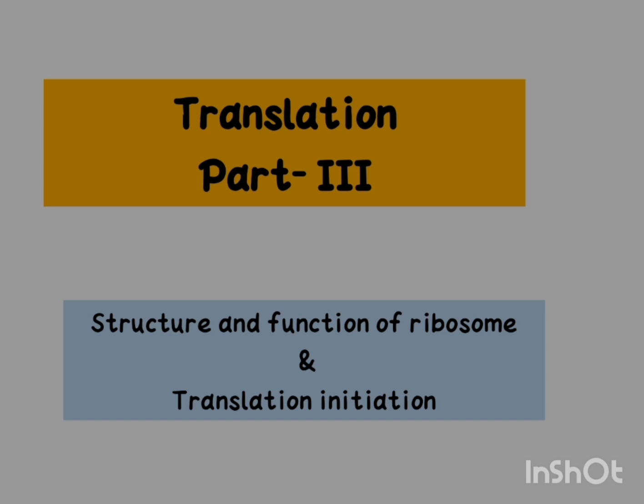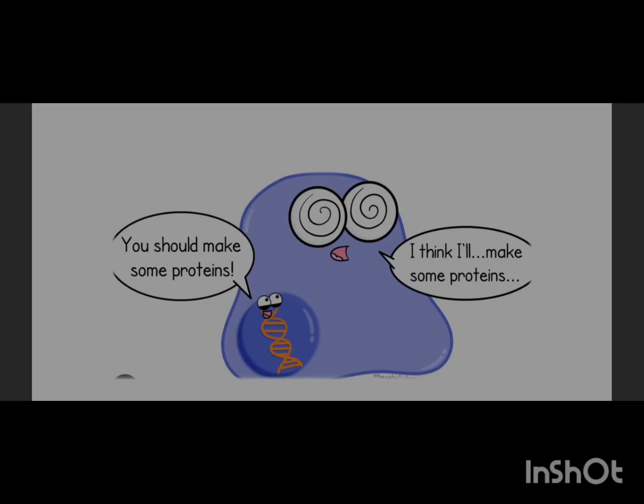Today we will learn about the structure and function of ribosome and the translation initiation in both prokaryotes and eukaryotes. So let's get started. Basically, ribosome is made up of two subunits, one small subunit and another one larger subunit. And the two subunits are made up of some ribosomal proteins and some rRNA.